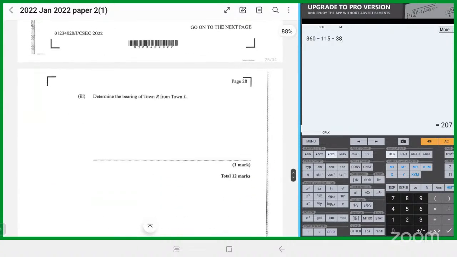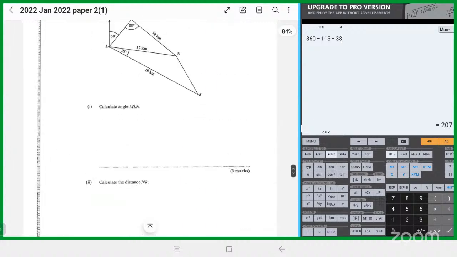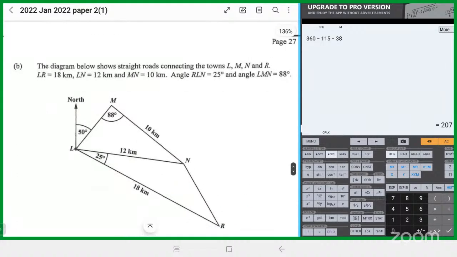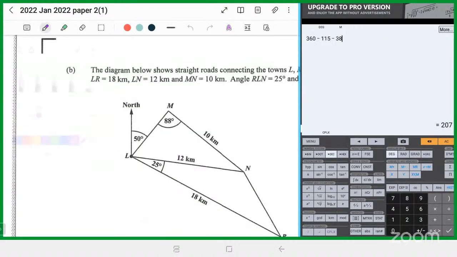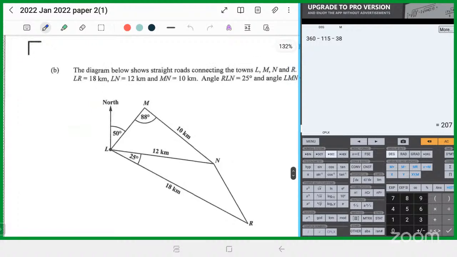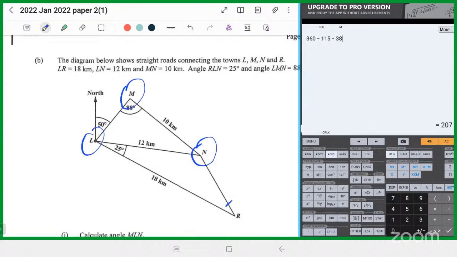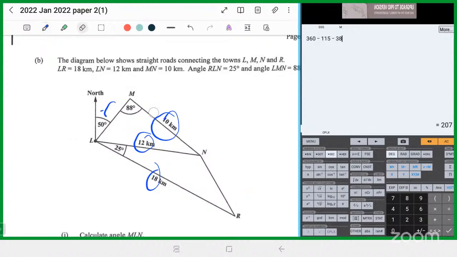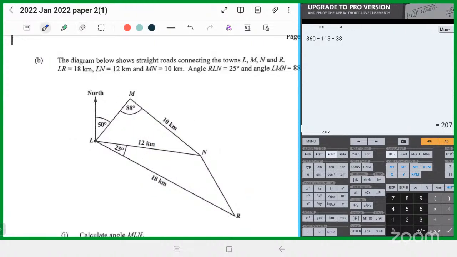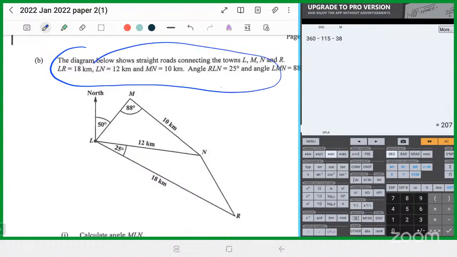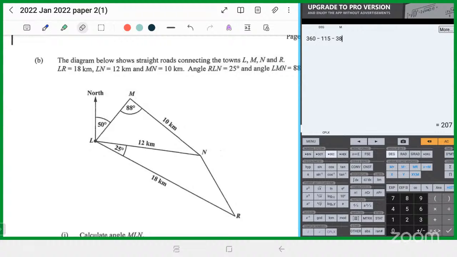Okay, no. This question is straight. Here, no elevation. Let's go. The question says the diagram below shows straight roads connecting four towns L, M, N, and R. These are some straight roads connecting them, right? And we have some distances and some angles. So when you're reading up here now, guys, you're looking to see if everything they have said is on the diagram. That way you don't have to come and read anymore. You just work straight on the diagram.